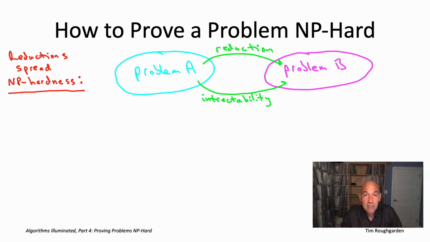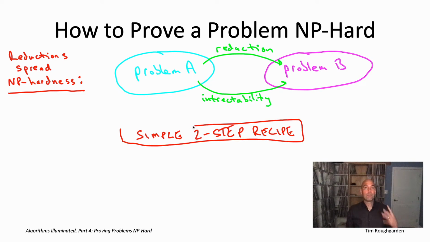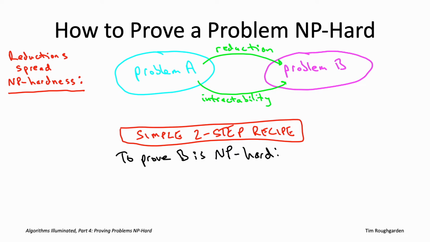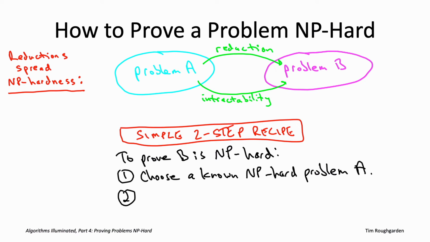What that means for us is that there's an unbelievably simple recipe for proving that a problem is NP-hard. So if there's some problem B that shows up in one of your own projects and you suspect B might be NP-hard, here's how you'd go about doing it. Step 1, choose a known NP-hard problem A. Step 2, design a reduction from the problem A to the problem you care about, B. If you carry out both of these steps, you are done. You know that problem B is NP-hard. A was NP-hard by assumption. You reduced it to B, and the intractability, the NP-hardness, flows in the same direction as the reduction, so from A to B. That is it.